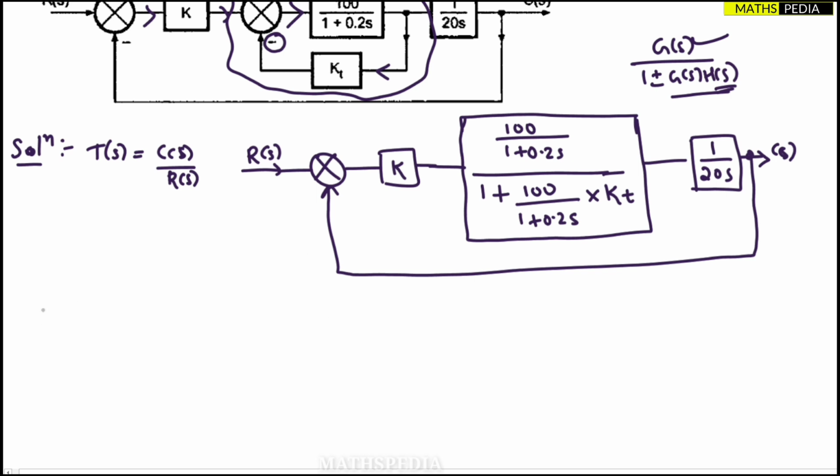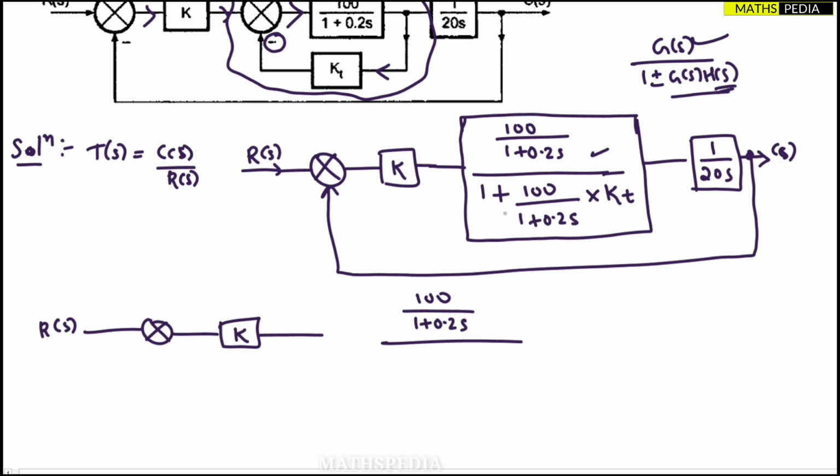So again, we can reduce this one. R of s, this block, can I simplify? So R of s, then one summing point, then one K block is there. Can I reduce this one? Can I write it as 100 by 1 plus 0.2s? It will be 1 plus 0.2s.